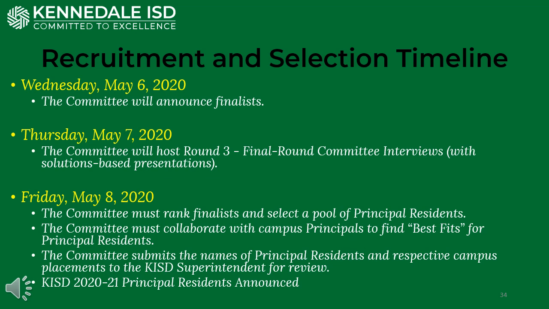From that pool, the committee must work with the campus principals to find best fits, and then the committee needs to recommend those finalists, the final principal residents that we choose for 2021, and have them reviewed by the KISD superintendent. And when the superintendent is ready, he may announce those principal residents for the next year.